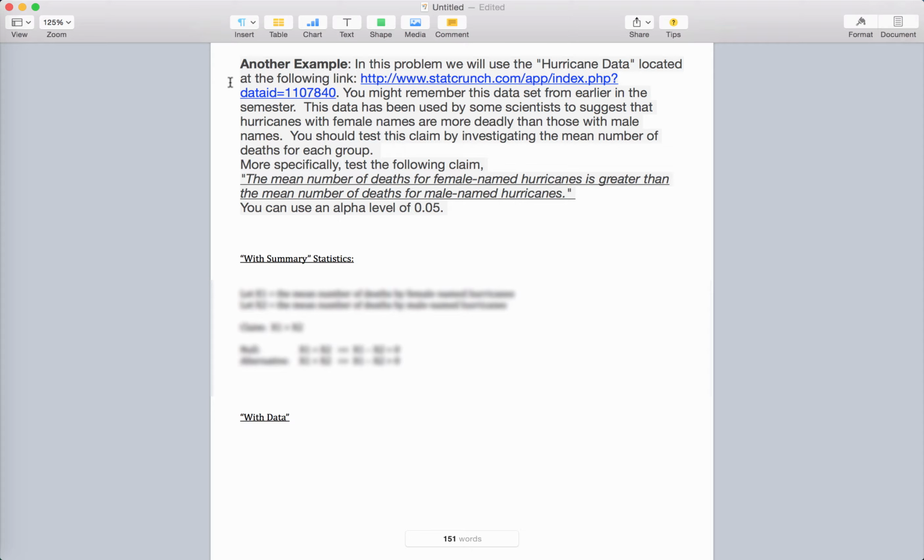some scientists who tried to suggest that female named hurricanes were actually more deadly than hurricanes that were named with male names. And although we're not going to get into the specifics too much of their argument, they didn't actually use a two-sample t-test. They used some other statistical tests.